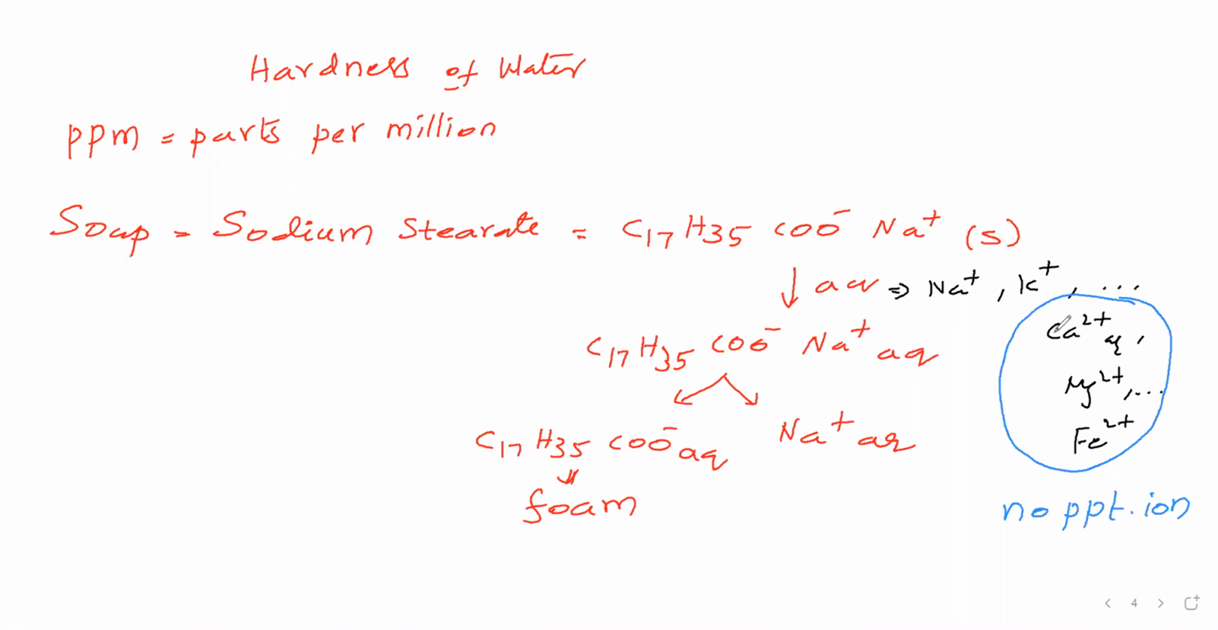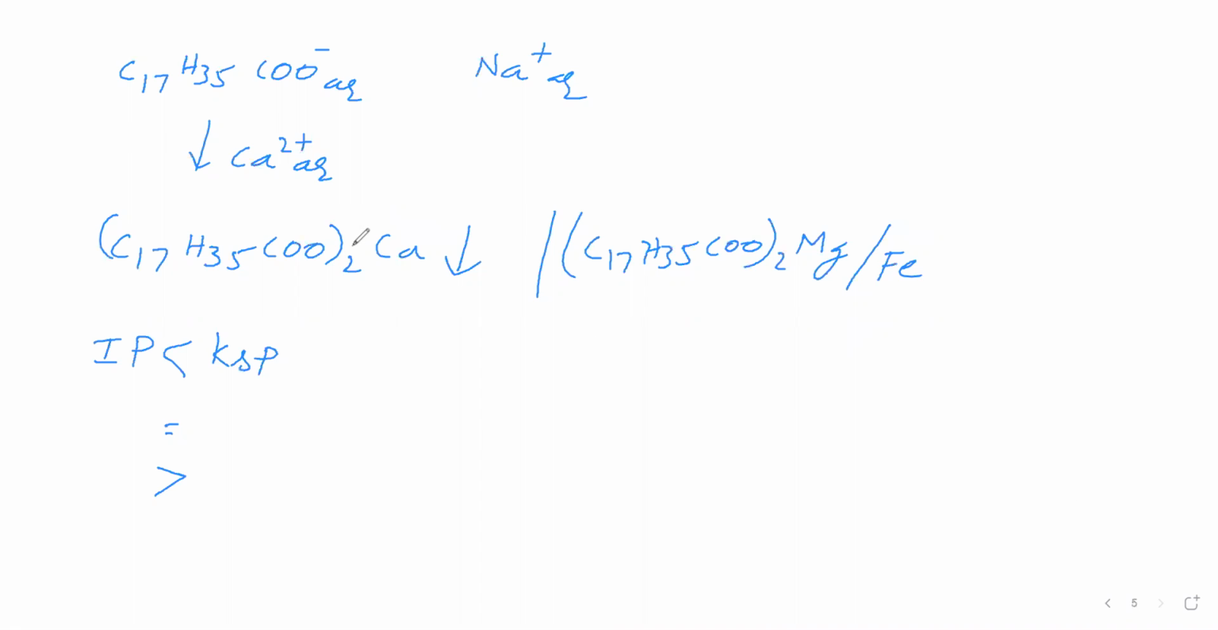If the concentration of calcium, magnesium and Fe2 plus ions is such that the ionic product is less than the solubility product, then the solution will be unsaturated, precipitation will not occur, this anion is present in the solution, and foam will be there. But calcium stearate is an insoluble salt. Insoluble salt in the sense that, no doubt, precipitation is possible.